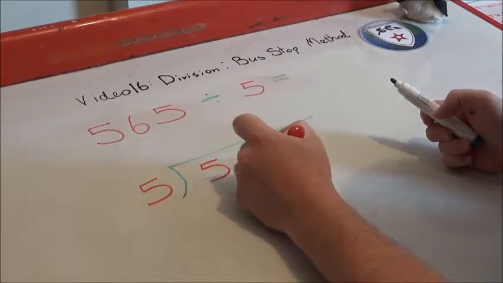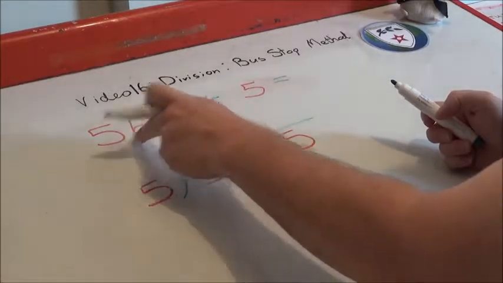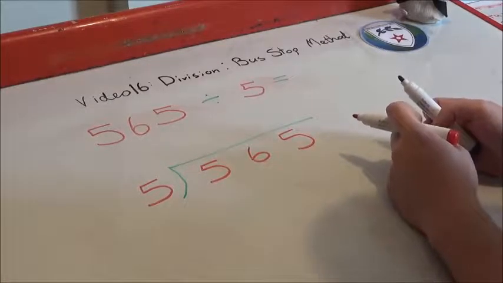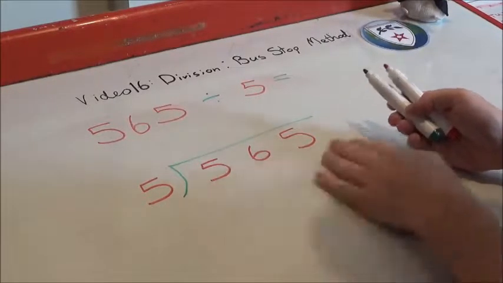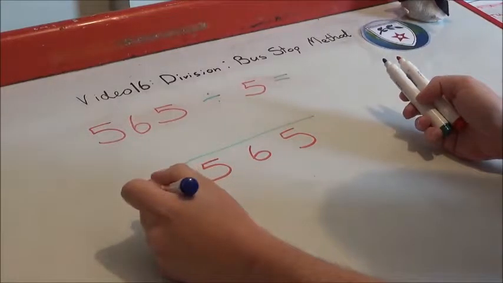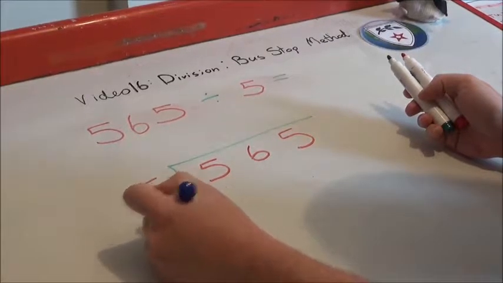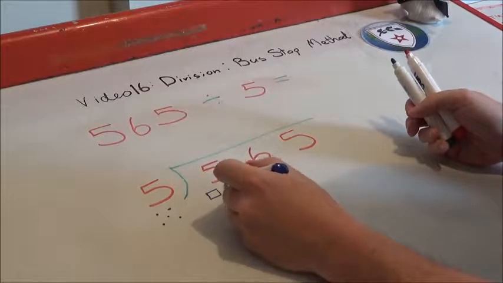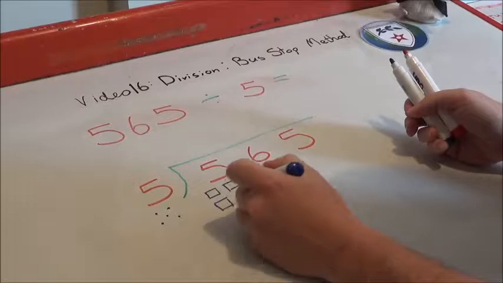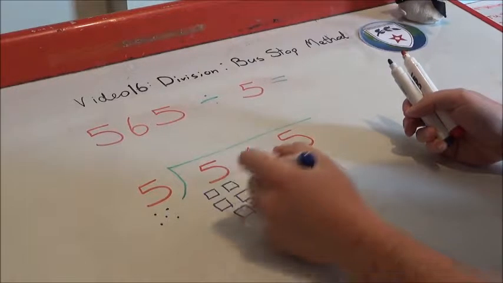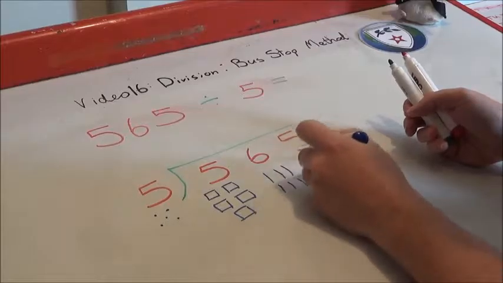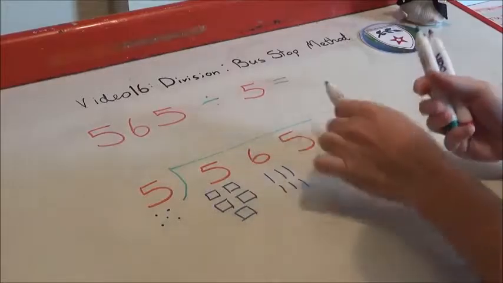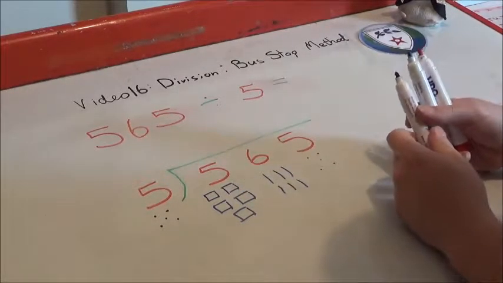So here we have 565, and we're dividing it by this number here, in which case this is 5. So if we're thinking about it in base 10 terms, I have 5 here, that's what I'm dividing by, and here I'm dividing 565. So, first things first, we're going to look at these individually as individual digits.